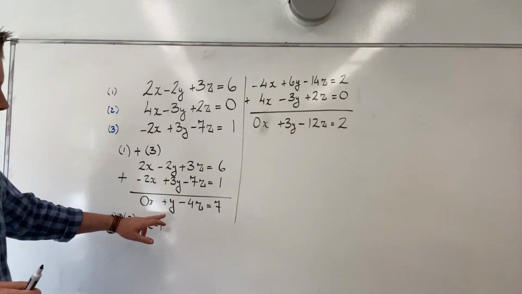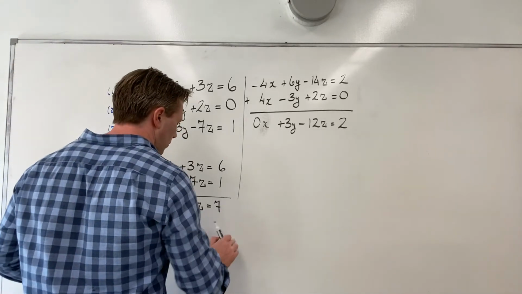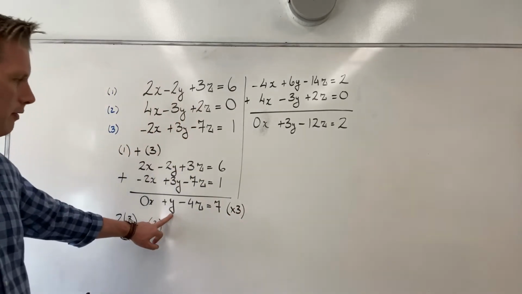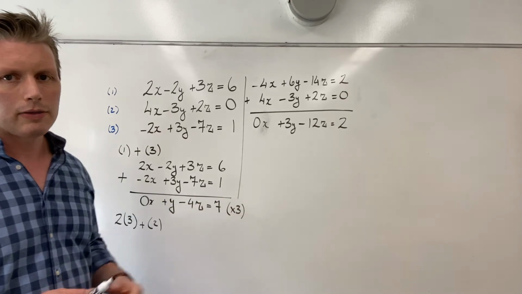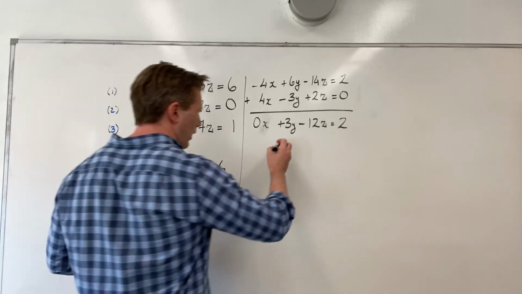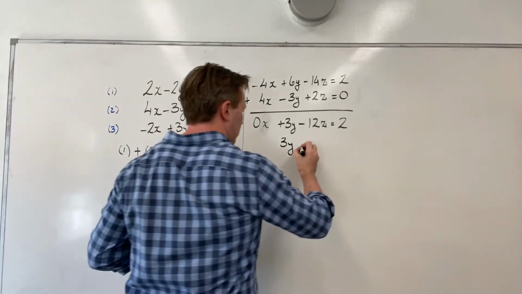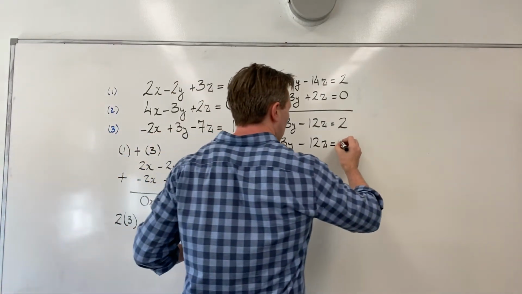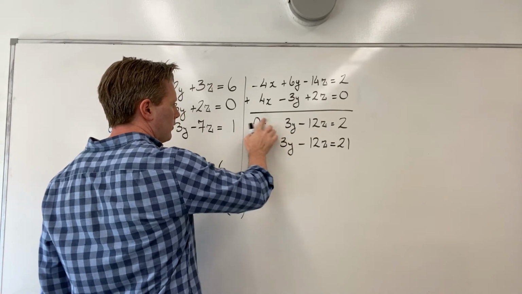I think the easiest thing to do is to take this equation right here and multiply it by 3. Because I notice that if I multiply this equation by 3, I will have 3y, and here I have 3y. And so they will cancel for me. So I multiply this equation here by 3, I will have 3y, 3 times negative 4 is negative 12z is equal to 3 times 7 is 21. All right? I have plus 3y and plus 3y.